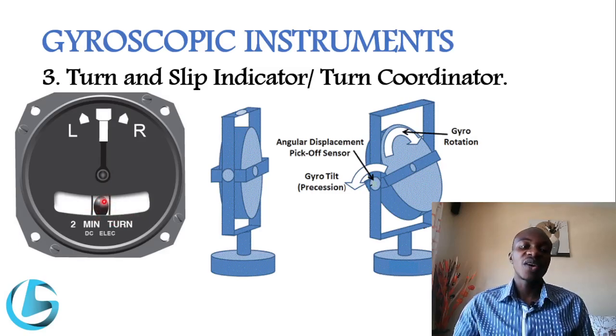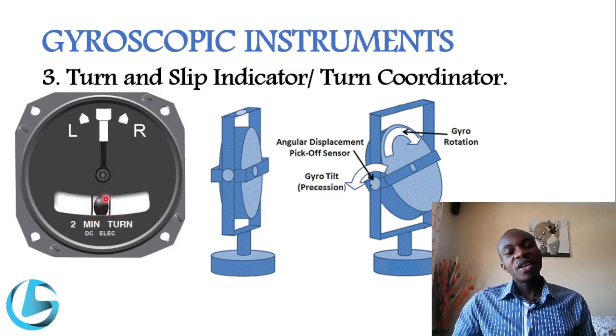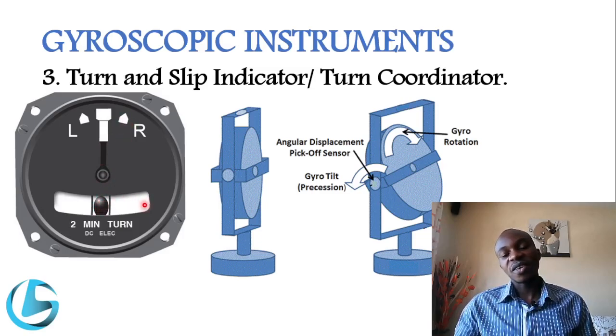If an aircraft is making a coordinated turn, this ball will remain in between these two marks. If the aircraft is slipping, let's say, for example, to the right, if the pointer is to the right and the ball goes to the right, this indicates that the aircraft is slipping. If the ball goes to the left, despite the pointer being on the right, this will indicate that the aircraft is skidding. And the same way happens to the left side.